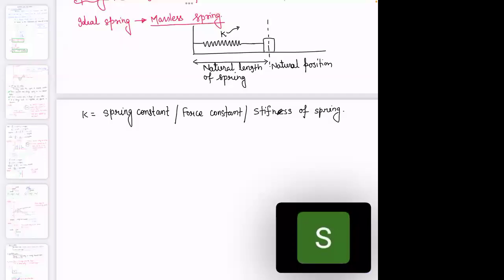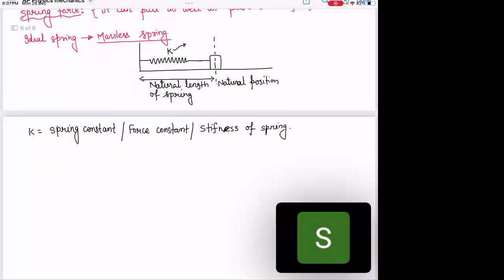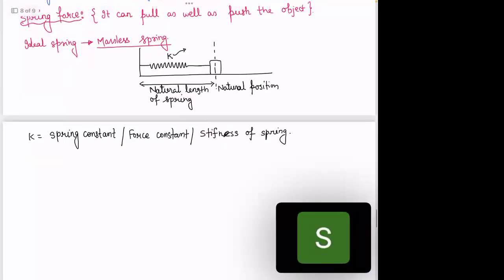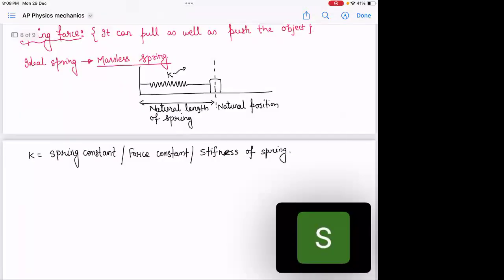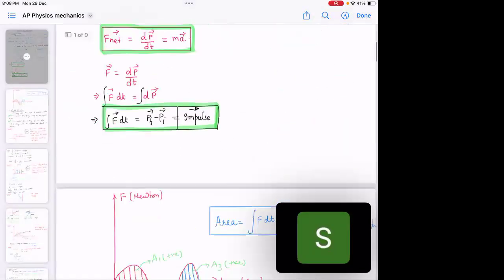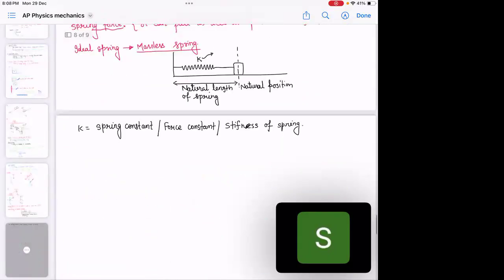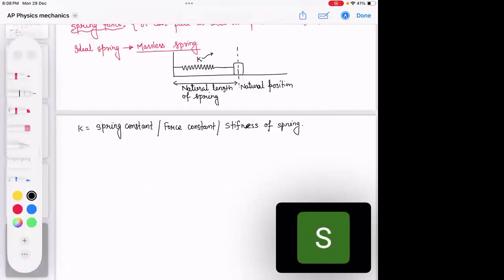So we were discussing the next type of force, which is the spring force. What is the property of a spring force? It can be pulling type as well as pushing type, depending on whether we have elongated the spring from the natural position or compressed it. What is the direction of a spring force? It is always towards the natural position of the spring.